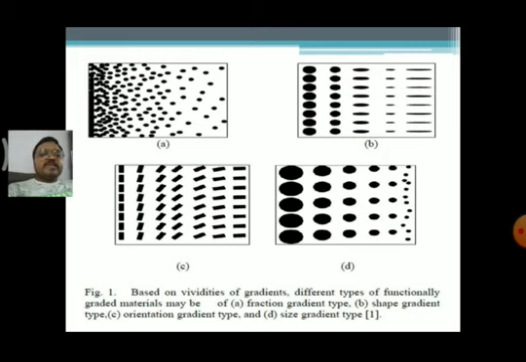So we have seen the structure of a grain size in the last type, on the right side of the second picture, that is the shape gradient type. The shape has changed enormously in the shape gradient type. And the third one is the orientation gradient type.